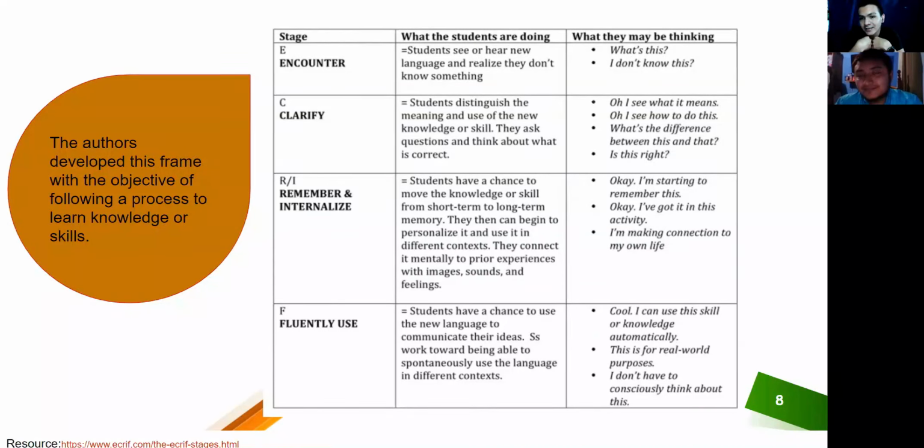So that's my personal remember stage. And my internalized stage is when I connect this new knowledge with previous knowledge that I have from my own experiences in life. And well, fluent use is when I use this knowledge automatically, without going to my remember stage. Yeah, that's pretty much the process that we all follow, right? And we need to be consciously aware of this, that our students need to pass through every single stage that appears here, for them to realize that they are learning something.